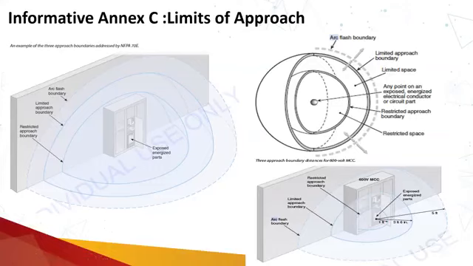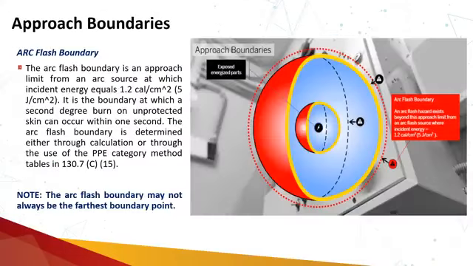The limited approach boundary and the restricted approach boundary depend on the voltage, but the arc flash boundary depends on the incident energy. What incident energy is and how it is calculated, we will see shortly. The arc flash boundary is an approach limit from an arc source at which the incident energy equals 1.2 calories per centimeter square. It is the boundary at which a second degree burn on unprotected skin can occur within 1 second. The arc flash boundary is determined either through calculation or through the use of the PPE category method given in Table 130.7.